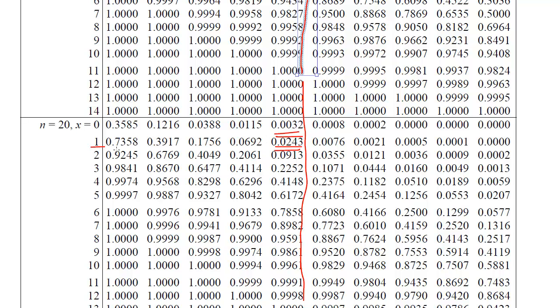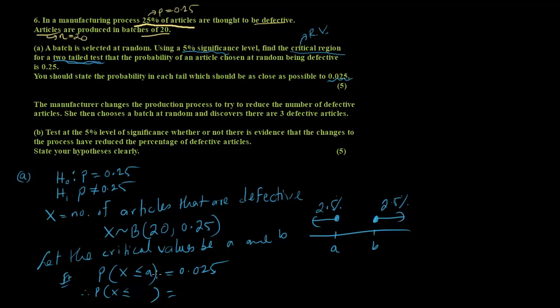So it's going to be 1. Let's get back. So we can write the probability of X less than or equal to 1 is 0.0243. So this is the first random variable. Therefore A equals 1. We found the value of A. Now we have to find the second one.